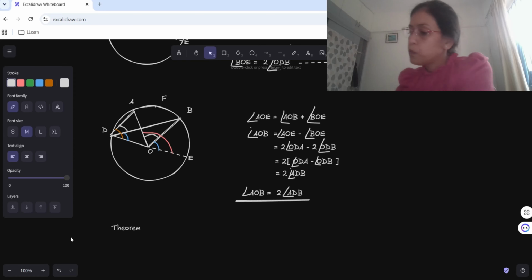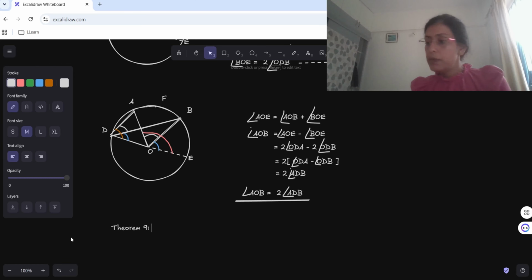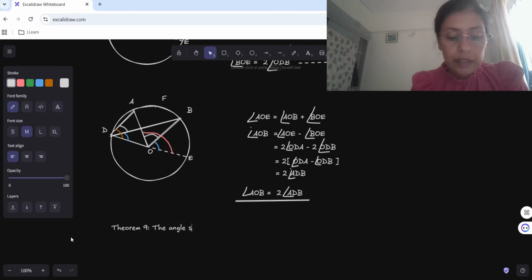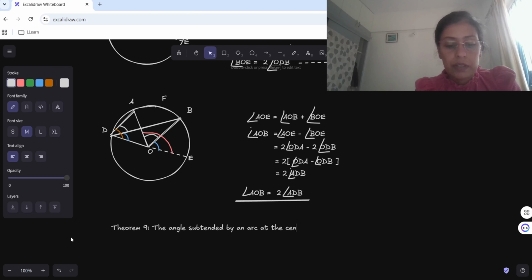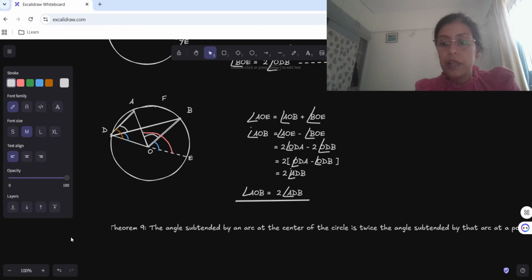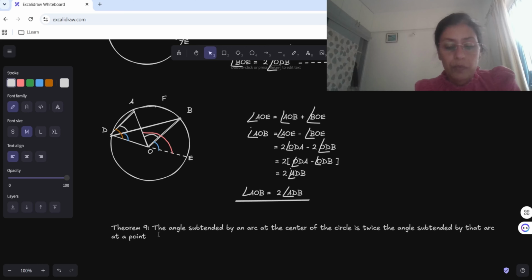Yeah, this is theorem 9. Theorem 9 is: the angle subtended by an arc at the center of the circle is twice the angle subtended by that arc at a point on the circle which is outside of the arc. Okay.